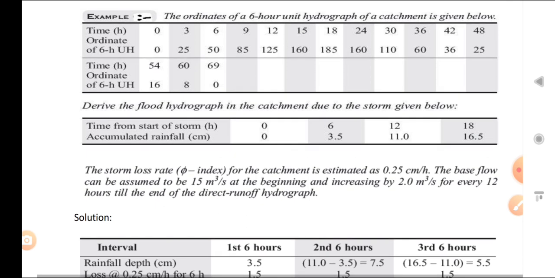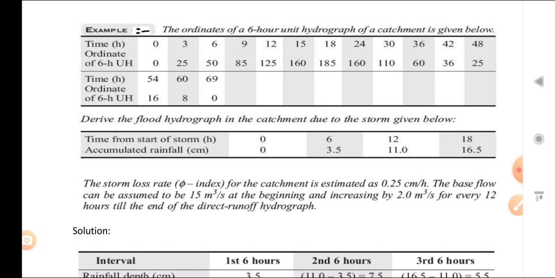Okay, so now see what we have to do. First of all we have to understand the problem. Here they have given the 6-hour unit hydrograph, and what we have to find is to derive the flood hydrograph.